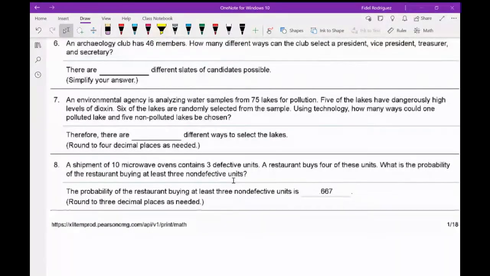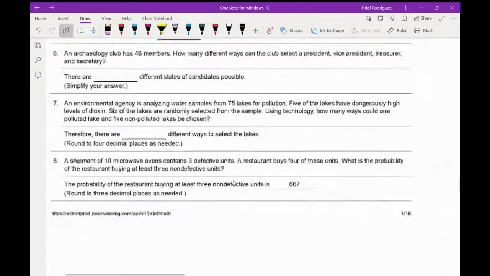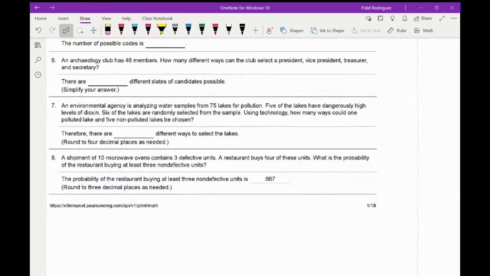And it says, the environmental agency is analyzing water samples from 75 lakes for pollution. 5 of the lakes have dangerously high levels of dioxin. 6 of the lakes are randomly selected from the sample. Using technology, how many ways could 1 polluted lake and 5 non-polluted lakes be chosen? Okay, so let's take a look here.